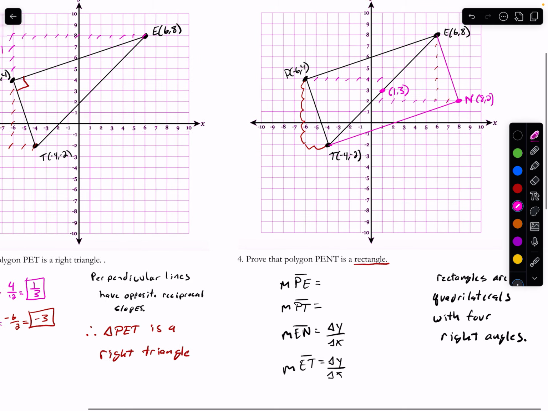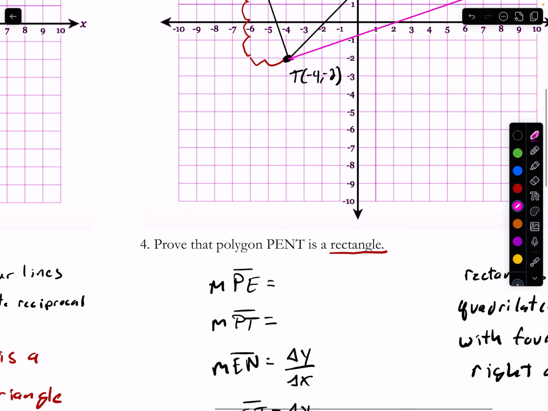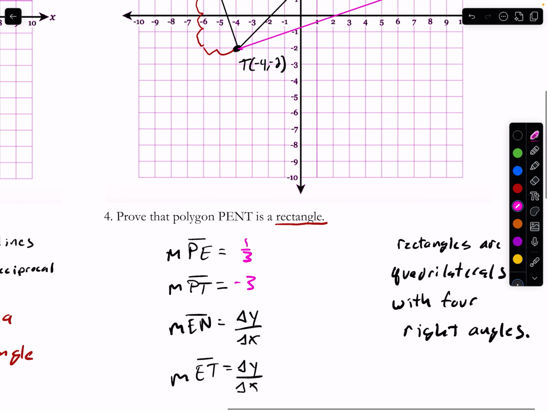So what do we have here? We already have the slopes of PE. We already calculated that, right? Our slope of PE we said was 1/3, and then our slope of PT was -3. So we need to find 2 more slopes, okay? So the slope of EN, right?